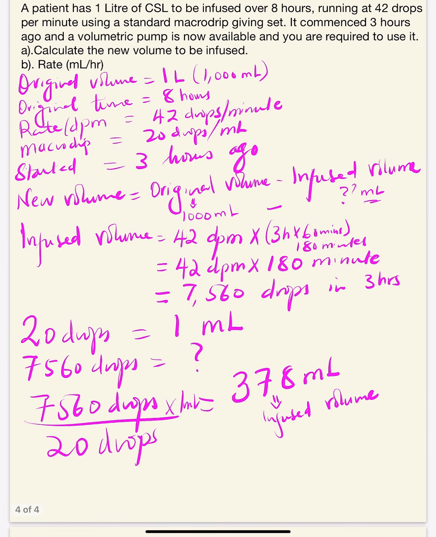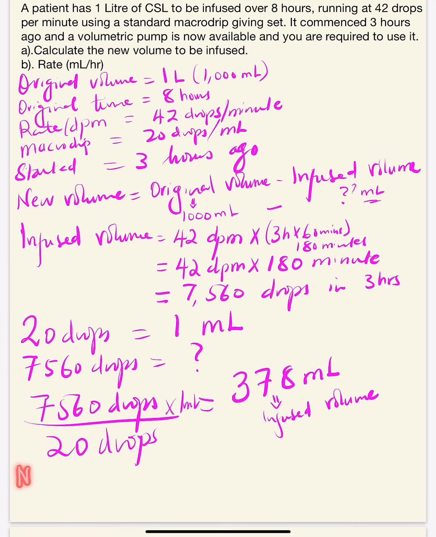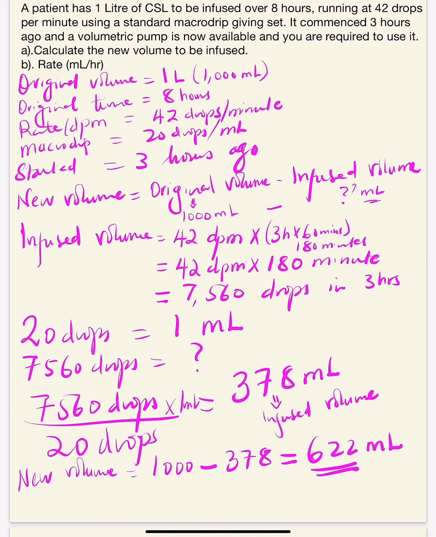Then we can go back to our formula and say the new volume is equal to the original volume, which is 1,000 mL, minus what you've infused, which is 378. At this point it will give you 622 milliliters as your new volume. That's what's left in the bag.